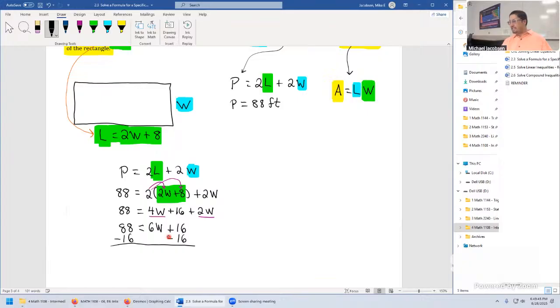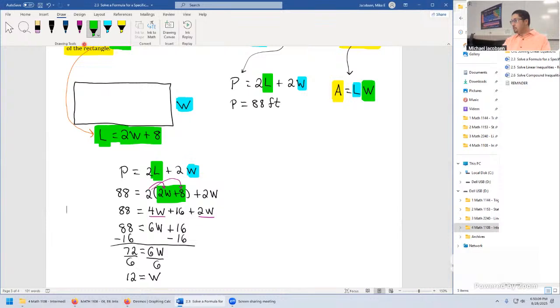There you go, it's been subtracted. That will leave 72 on the left-hand side, 6W on the right-hand side. The next thing is divide by 6. And we get 12 equals W. That's part of the mystery. We'll get the area as soon as we know both the width and the length.